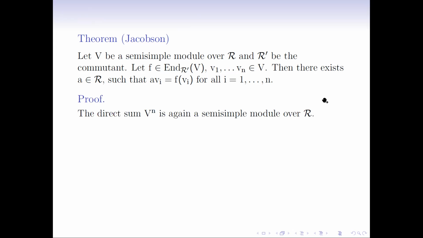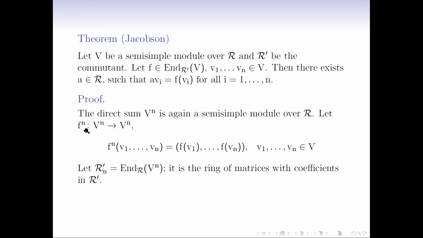And the proof is simple. Actually, it's based upon the last lemma. So the direct sum V^n is again a semi-simple module over R, right? Because every copy of V is semi-simple. It's a direct sum of simple submodules, and the sum is again a direct sum, just a bigger one, of simple submodules. Let us consider F^n from V^n to V^n as follows, just as usual. It acts component-wise. So F^n of V1 through Vn is F V1, comma, and so on, F Vn, for all n-tuples of vectors from V.